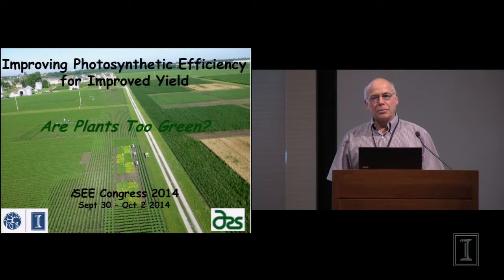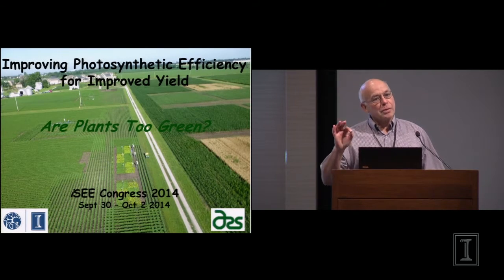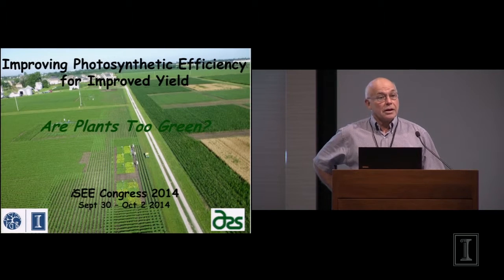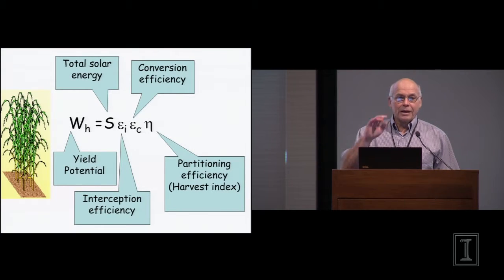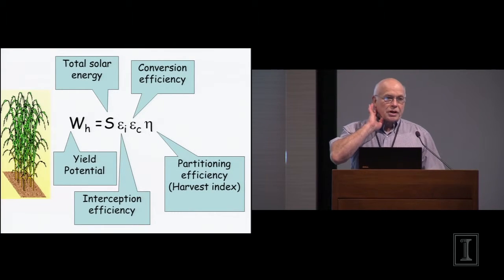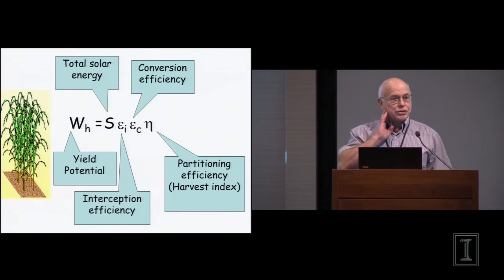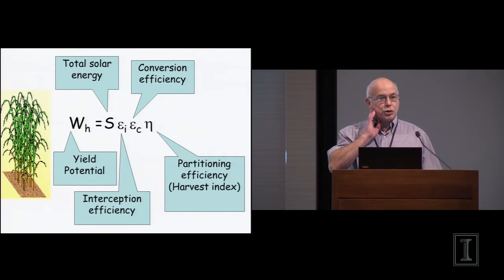So let me begin by giving you a little bit of the rationale behind this hypothesis, and the evidence that we have that this may in fact be true, and this may be an avenue through which we can increase photosynthetic efficiency and thereby increase crop yield. Steve introduced this relationship to you yesterday about what defines yield potential.